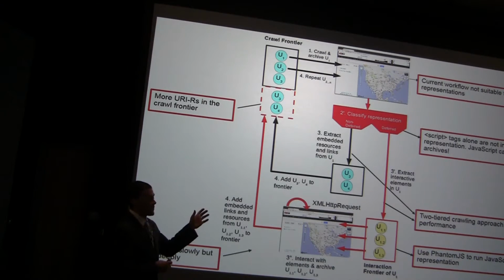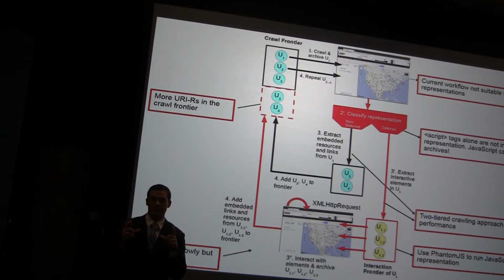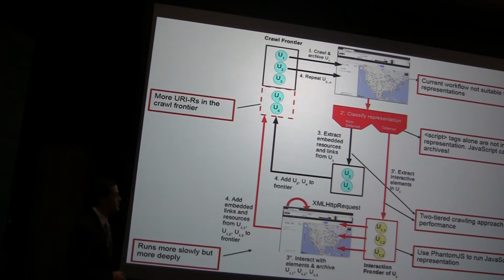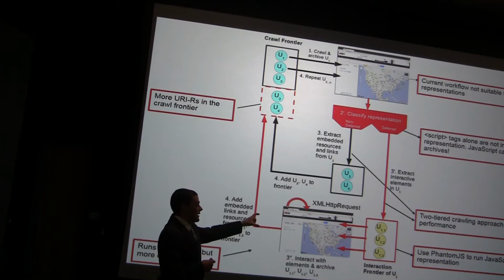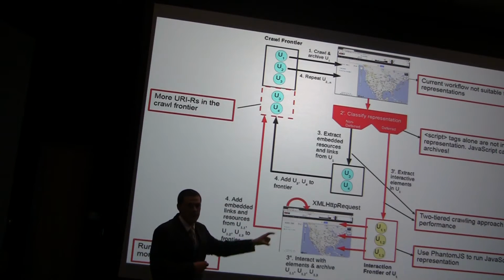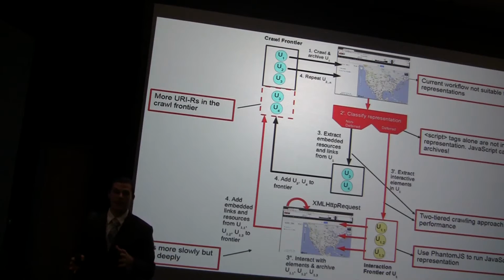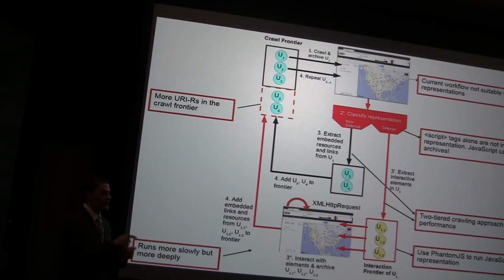However, we use a classifier to understand whether or not a representation will be deferred to send it through a second tier of crawling. And in that second tier of crawling, we're using Phantom.js to dereference that URI and identify the interactive portions of that representation. And we use Phantom.js to then start clicking on things and to start mousing over things and understanding what new embedded resources are going to be required because of those types of user interactions. And all of that gets added to our crawl frontier.